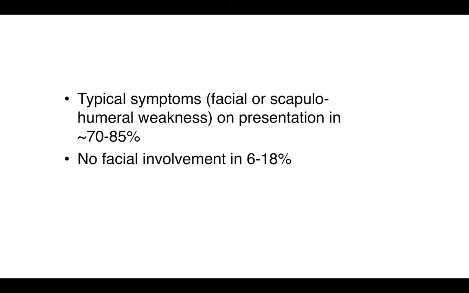Typically, the symptoms of facial or scapulohumeral weakness, meaning wing scapula or arm weakness, are present on presentation in 70 to 85% of patients. However, there are definitely patients that don't present classically, and there's no facial involvement in 6 to 18% of patients.